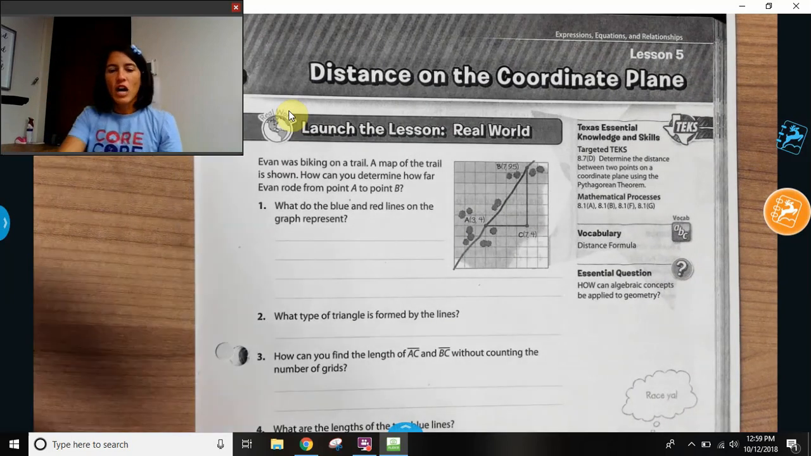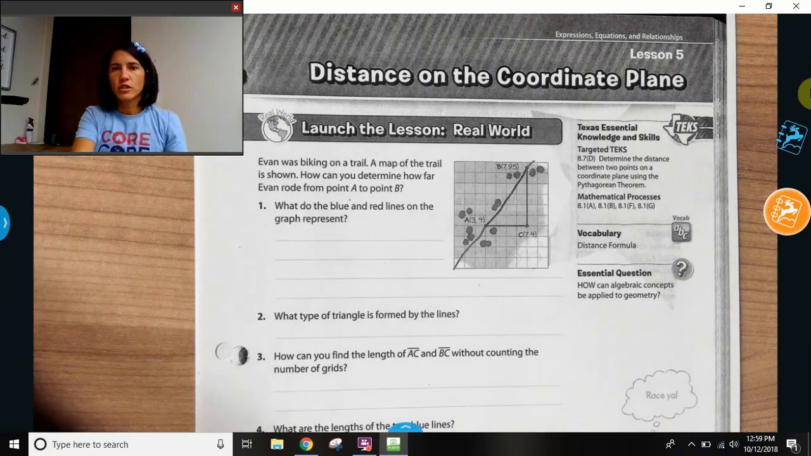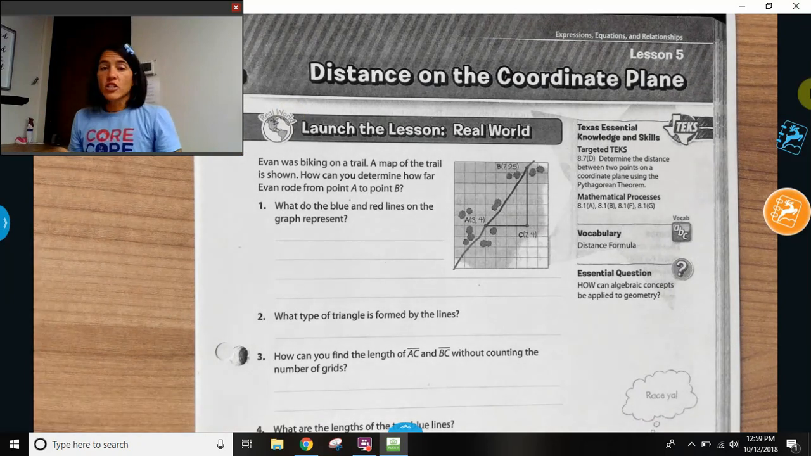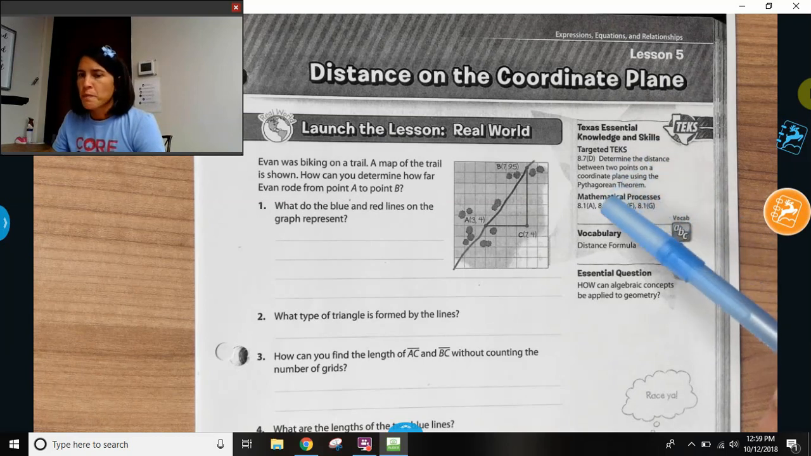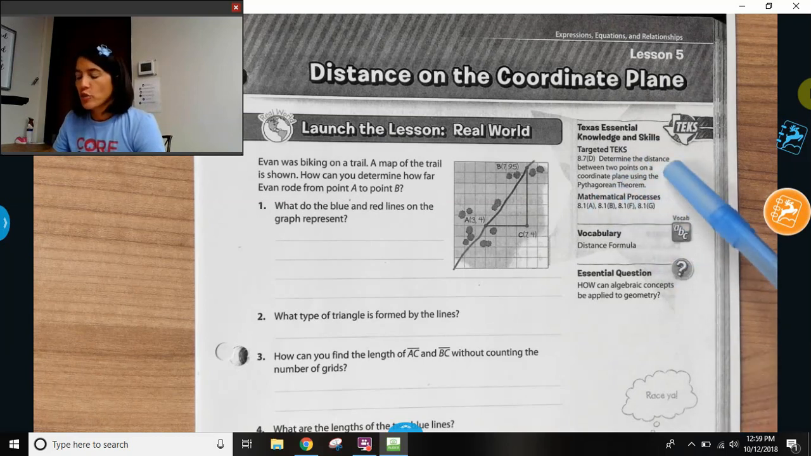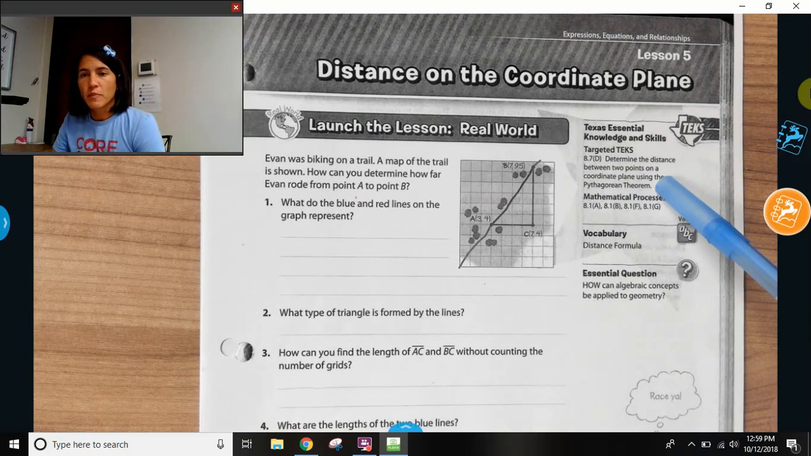All right, so on the first page, distance on a coordinate plane. We maybe have talked about this a little bit, but we're going to use over here, this is the TEAC, this is the standard. Determine the distance between 2 points on a coordinate plane using the Pythagorean theorem.